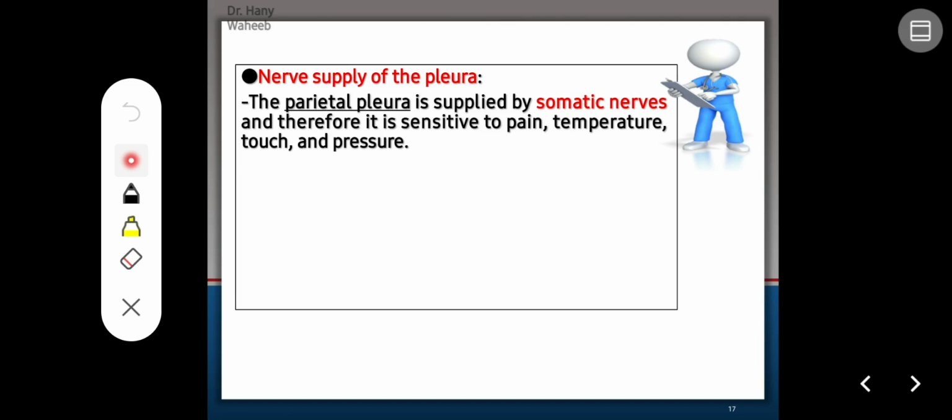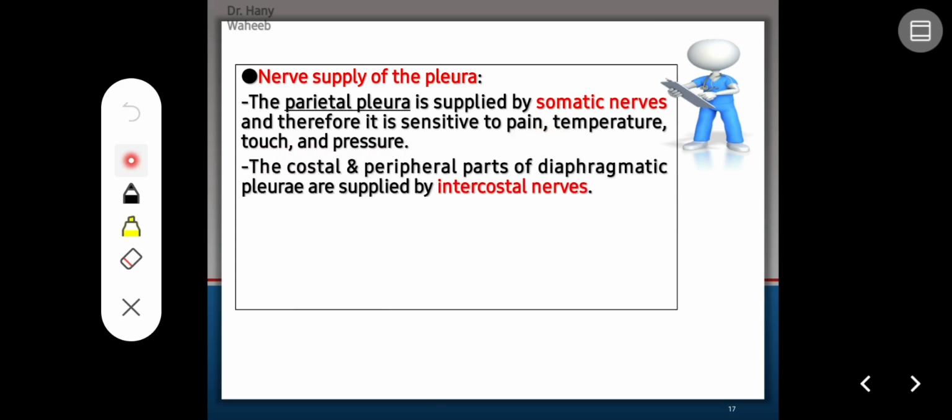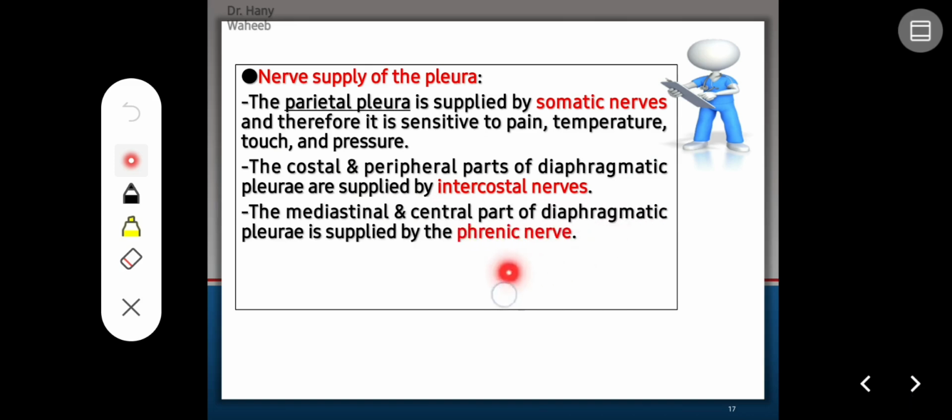So the nerve supply of the pleura: parietal pleura is supplied by somatic nerves, nerves of the thoracic wall, and therefore it is sensitive to pain, temperature, touch, and pressure. It is innervated by somatic nerves. The costal and the peripheral parts of diaphragmatic pleurae are supplied by intercostal nerves, while the mediastinal and central part of diaphragmatic pleurae are supplied by the phrenic nerve.